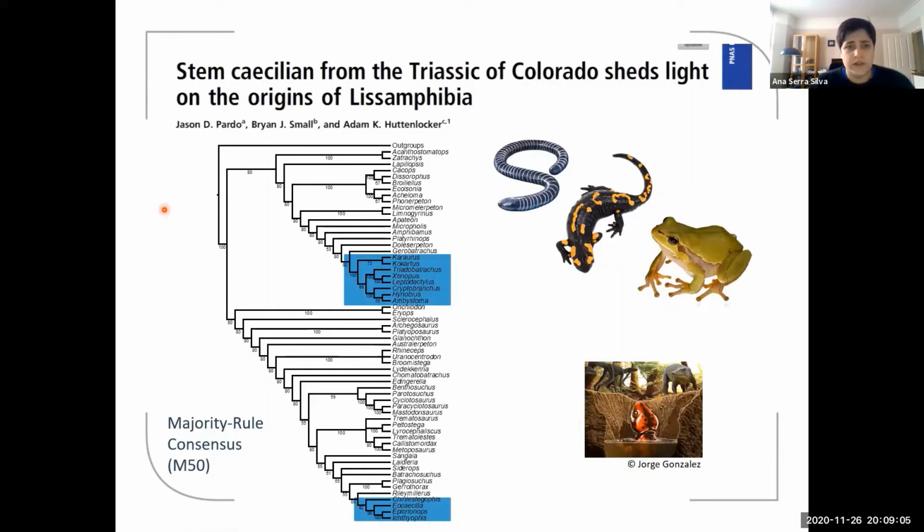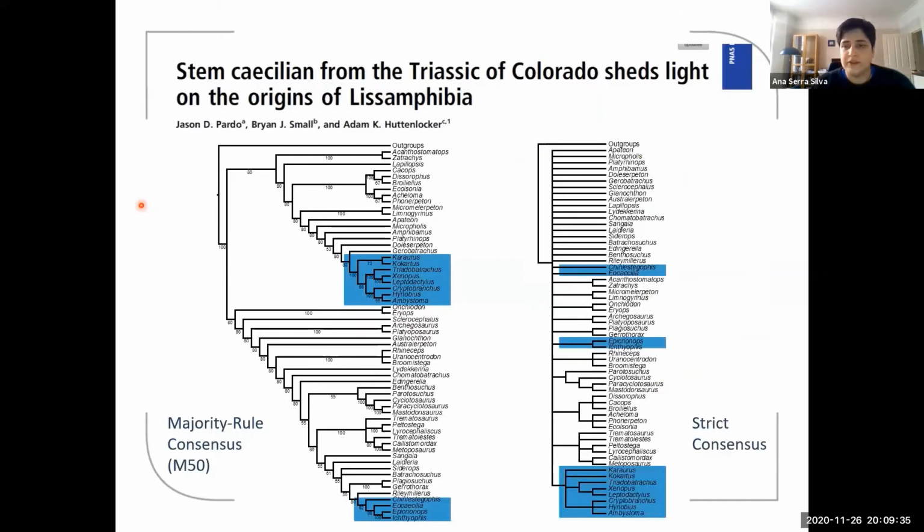This was a study published a few years ago on fossil amphibians, where they were trying to place a novel fossil into the amphibian phylogeny, and this resulted in an extended Lissamphibia, which has not been traditionally accepted. In their paper, they reported the majority rule consensus, which is problematic because their strict consensus is nearly completely uninformative.